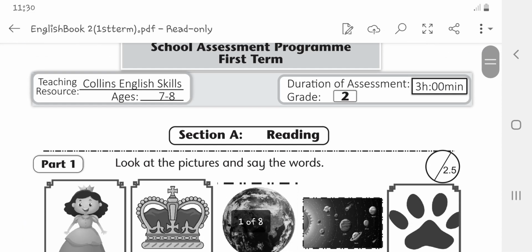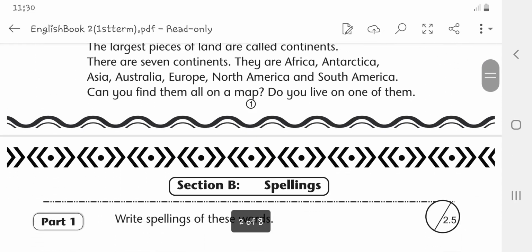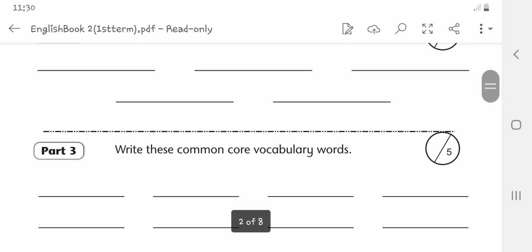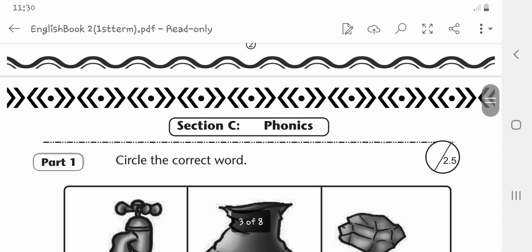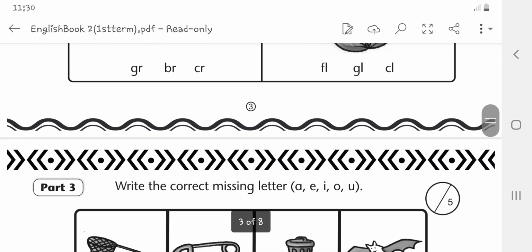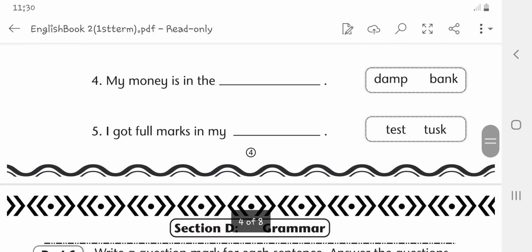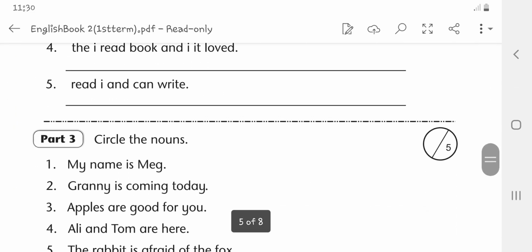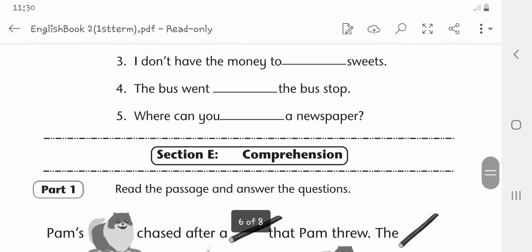Again, 4 parts, and total marks for this section are 20. So section A total marks were 15, section B total marks were 15 again, section C total marks were 15, but now section D the total marks are 20 because every part has 5 marks.